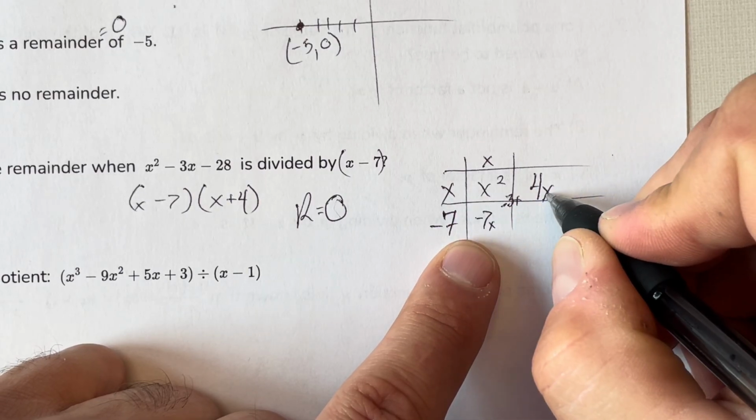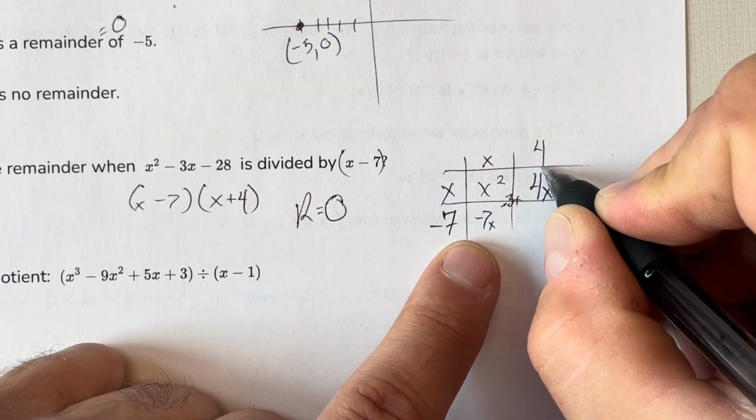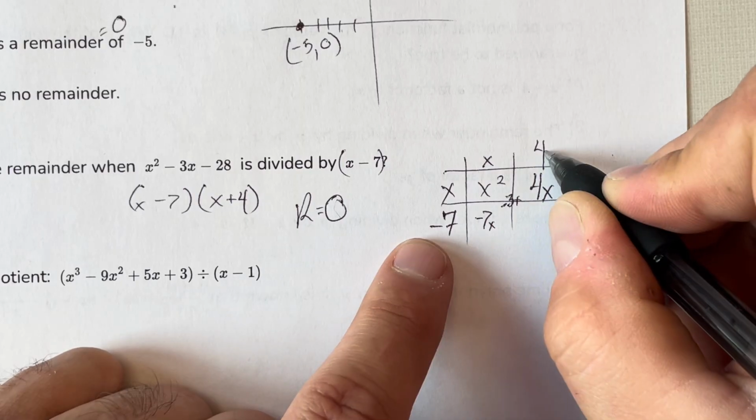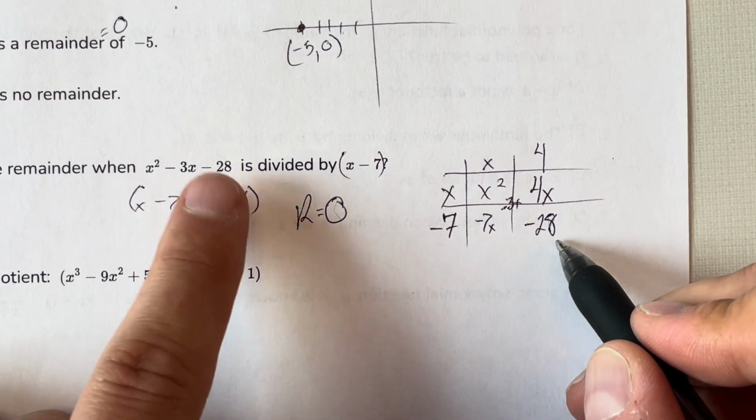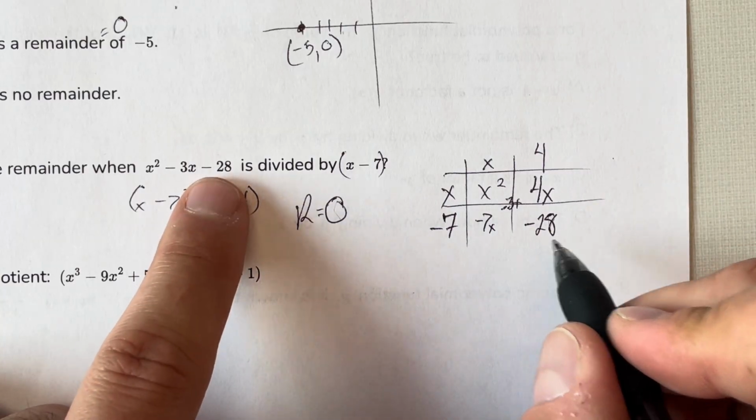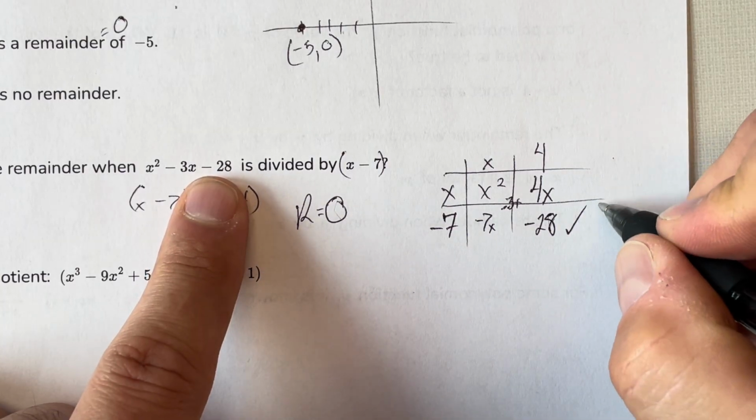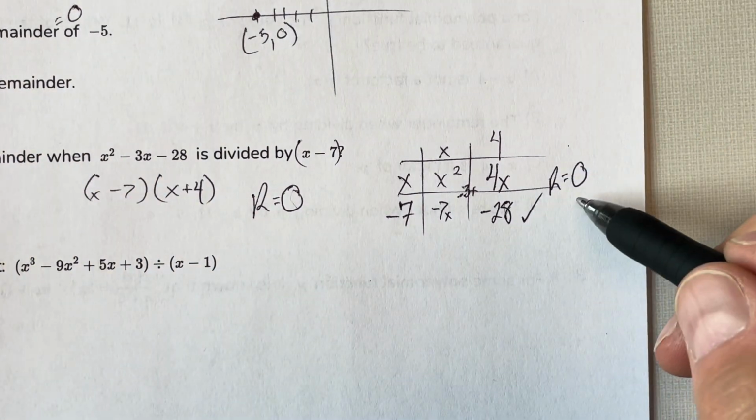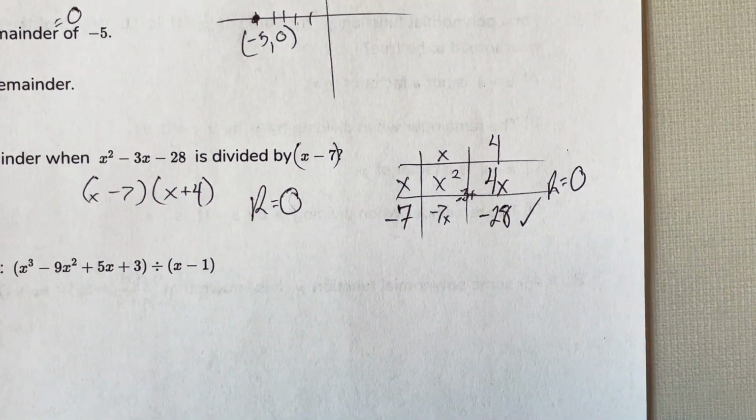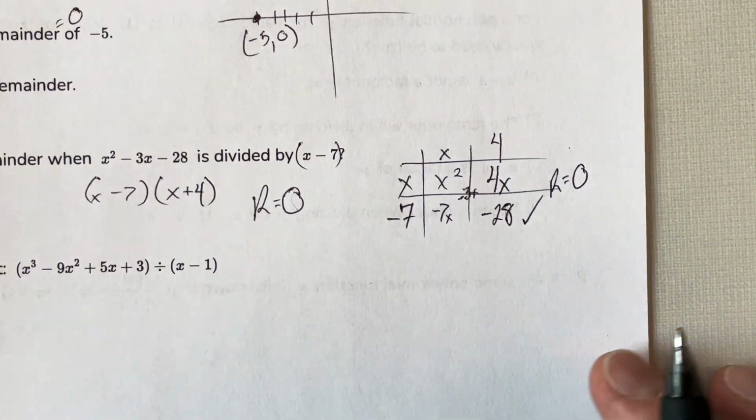And x times what makes 4x? Well, this would have to be a 4, and that now completes the bottom down here because this would multiply to make 28, which is this. Because those numbers match, there is no remainder. The remainder is equal to 0. It's not that there is no remainder, it's that the remainder is 0. It is a value.